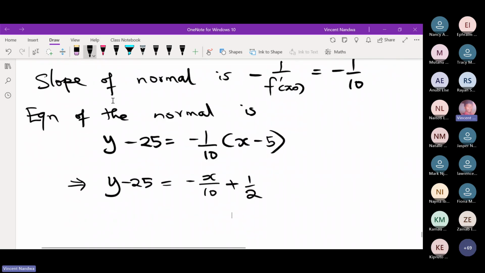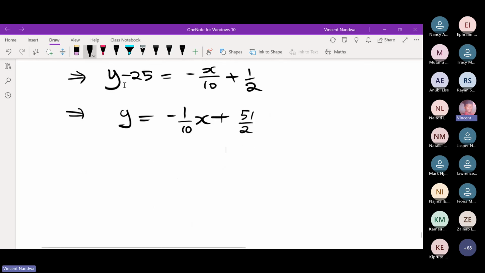If you are to rewrite this in the form y equals mx plus c, we'll have y equals negative 1 over 10x, then plus 51 over 2. Good.